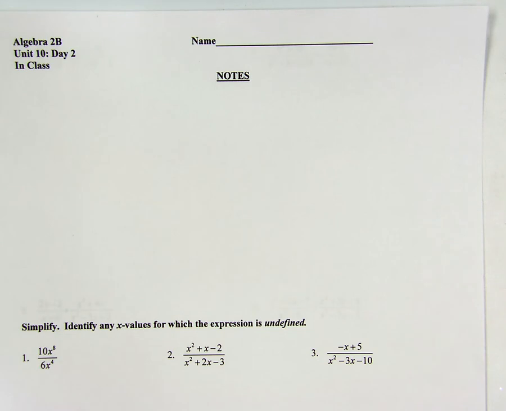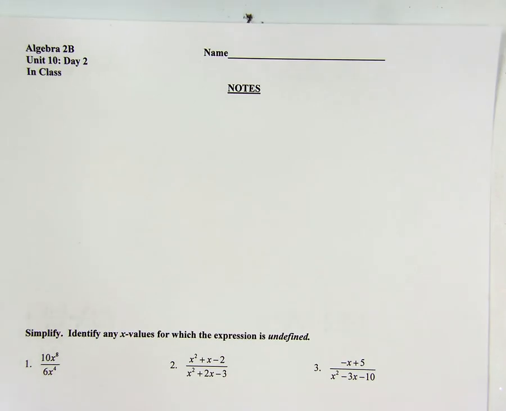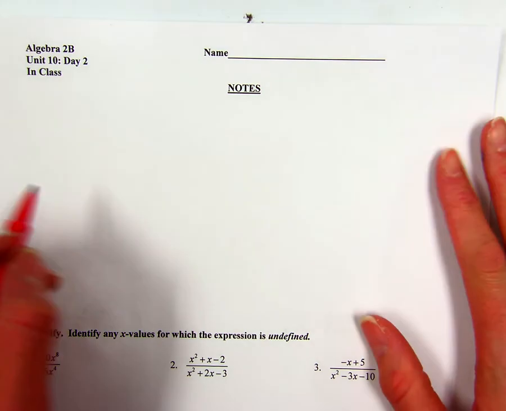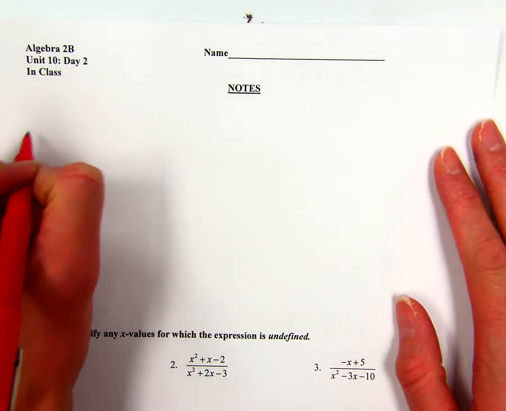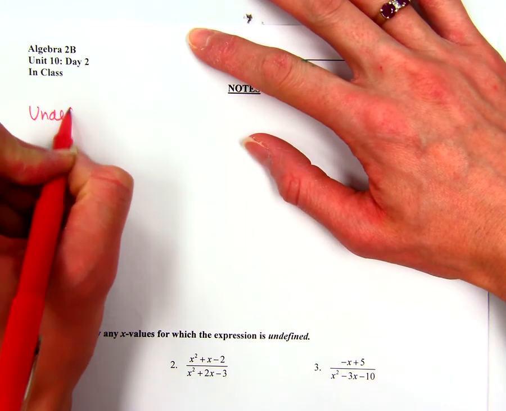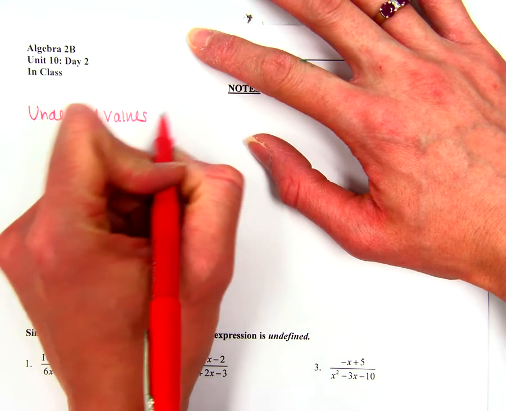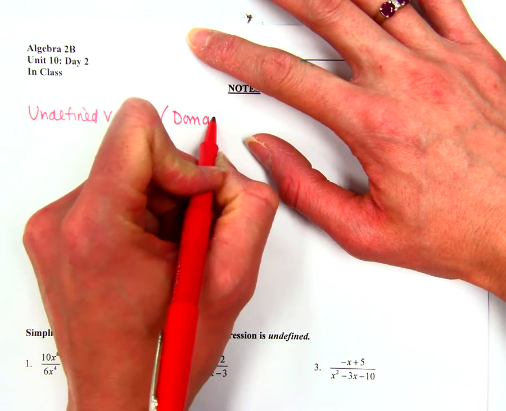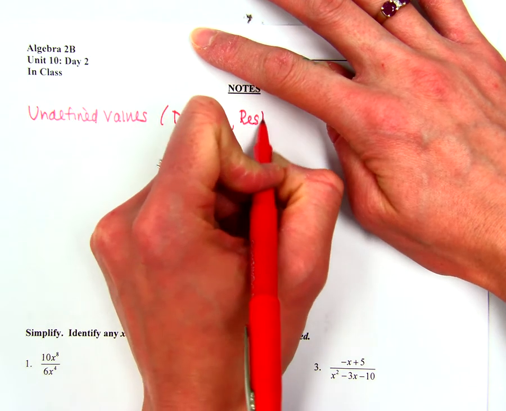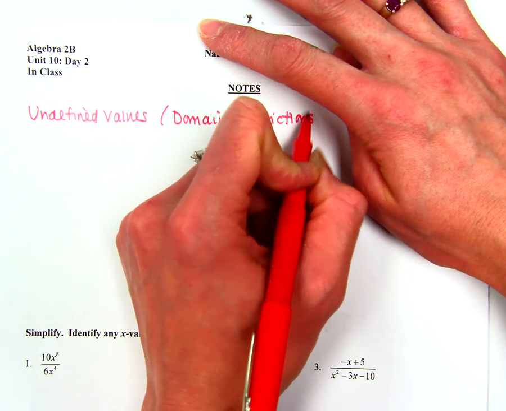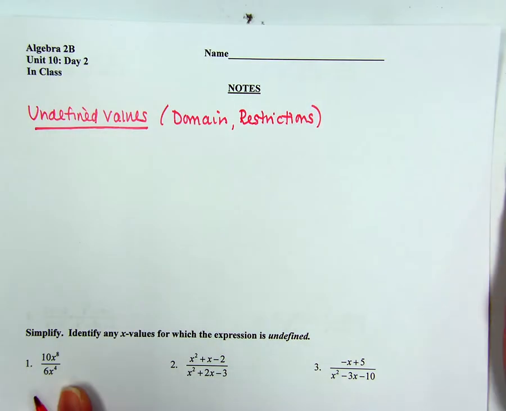All right, so today we're going to do Unit 10, Day 2, and we're going to be talking about multiplying and dividing rational expressions. So there's a couple types of questions that they'll ask you. They might just ask you simply to multiply or divide. Otherwise, they're going to say, state any undefined values. They might also refer to that as what is your domain or any restrictions. But typically they'll ask you about undefined values.